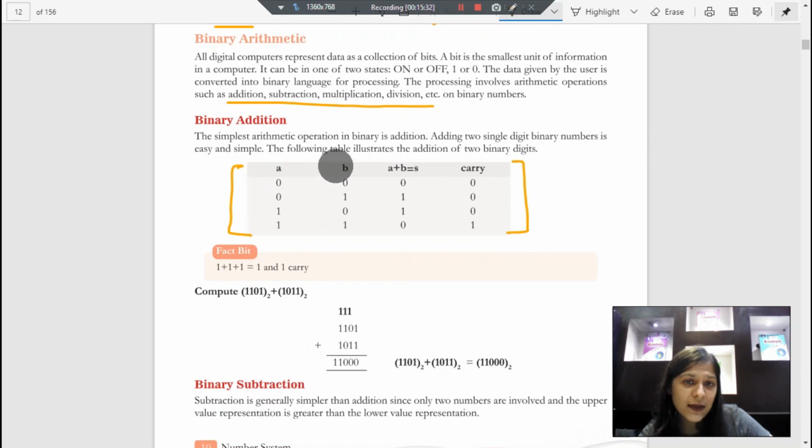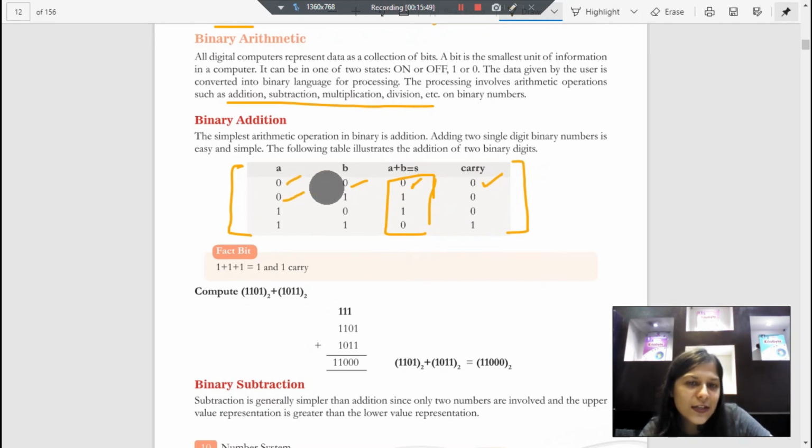Right, so a and b. If the value of a is 0 and the value of b is 0, then 0 plus 0 will mean 0. This denotes the sum, and the carry is also 0. So there is nothing to carry further.